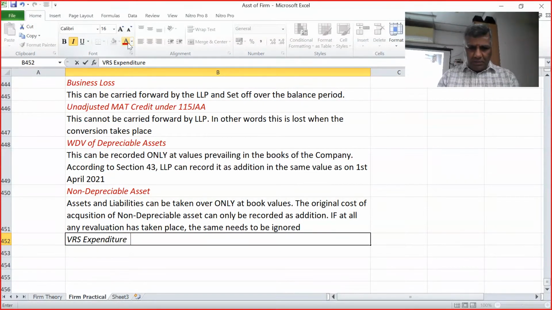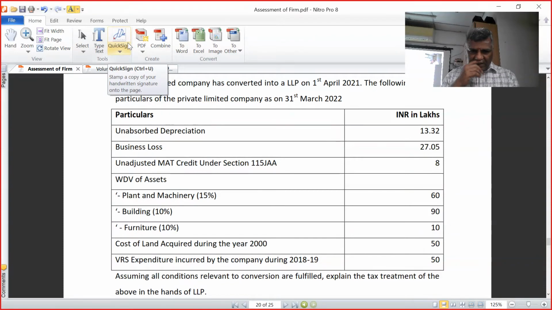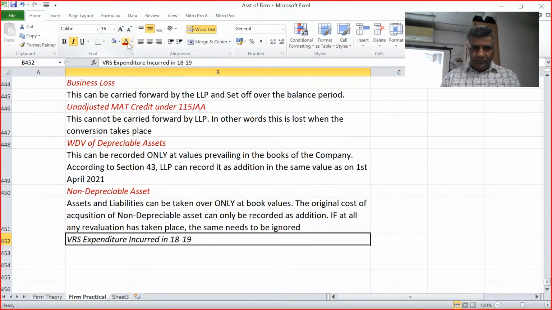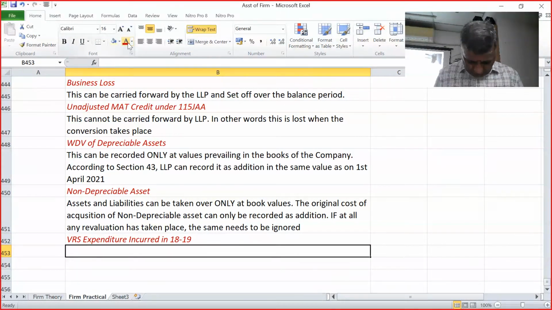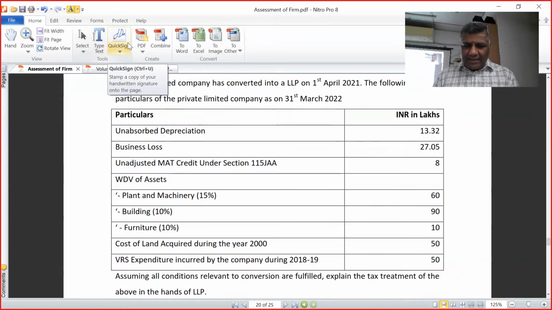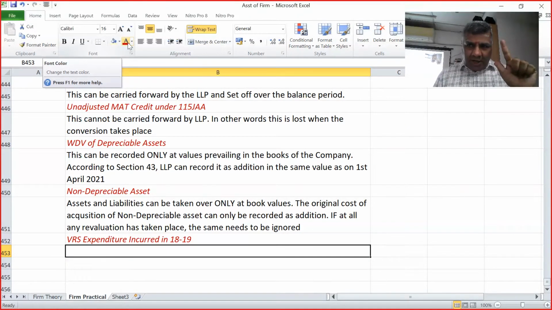VRS expenditure incurred in 1819. Any answers? It can be claimed in 5 equal installments. It's an amortization. So 50 lakhs is incurred in 1819, 1920, 2021. Company would have claimed 10 lakhs each year.